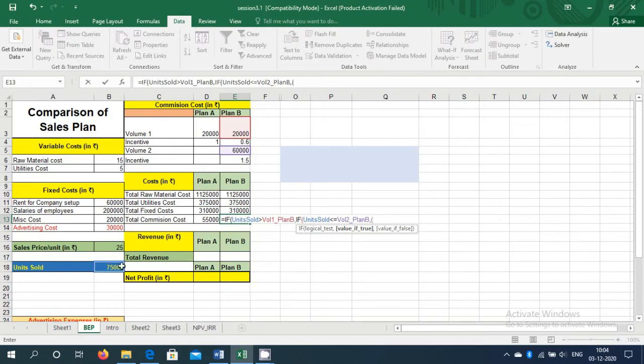that reads units sold minus volume 1 plan B, multiply with star, incentive 1 plan B.